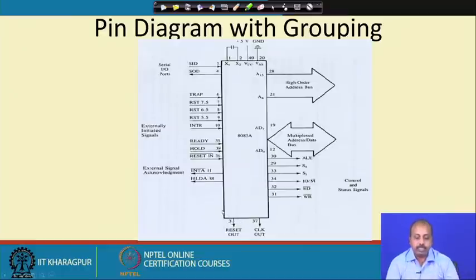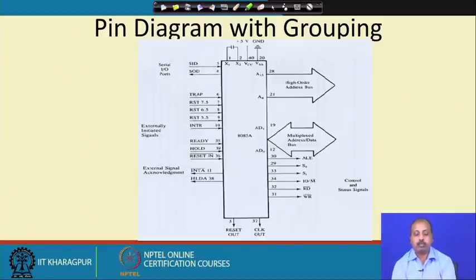Similarly, there is a reset pin, this reset in bar. If this reset in bar line is made 0, that means the 8085 operation will be reset, and as a result, the processor will start operation from the beginning.